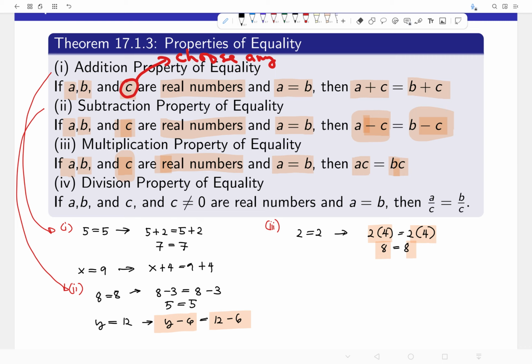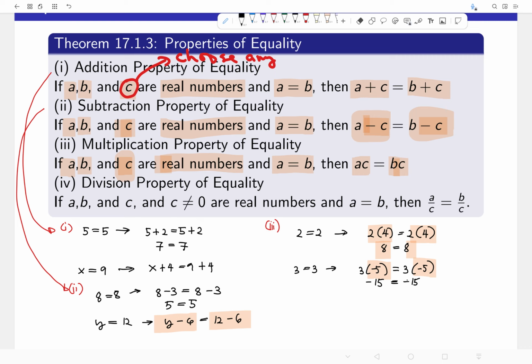Another example: let's try a negative. Let's say 3 is equal to 3. Of course, if you multiply, let's say, negative 5 to both sides, 3 times negative 5, 3 times negative 5, the answer is still the same. This is negative 15, and this one is negative 15 as well. So you get the same answer if you multiply the same number, in this case negative 5.